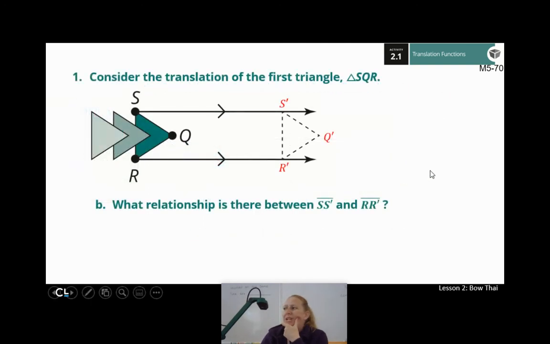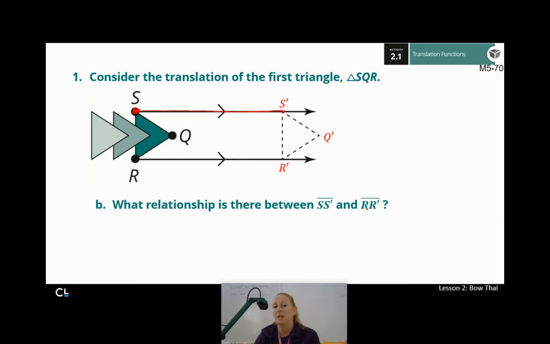If we go over to part B, it asks an interesting question. What relationship is there between segment SS prime and segment RR prime? And before you answer, let me see if I can help kind of get it in your head. I'm going to use my pen to help us out here. Line segment S to S prime, that's this line segment right here, right? We start at S and it goes to S prime, okay? And we want to know what the relationship is between this and our line segment R to R prime.